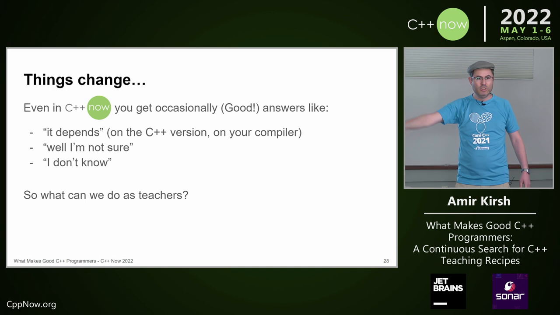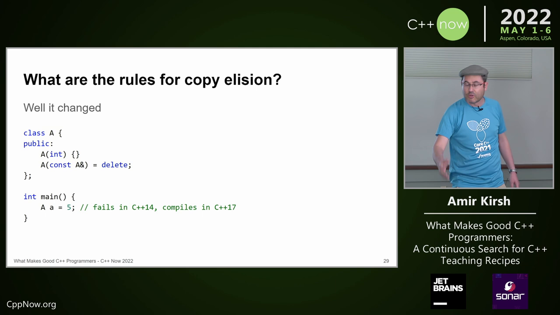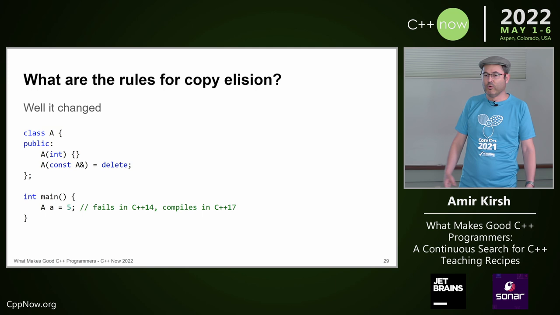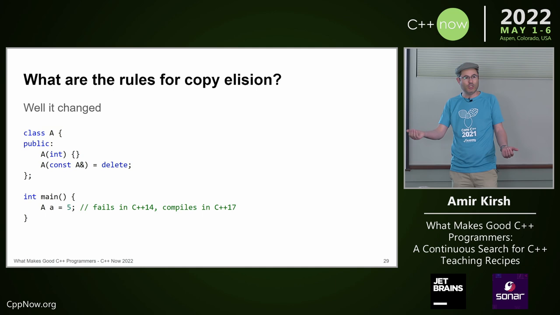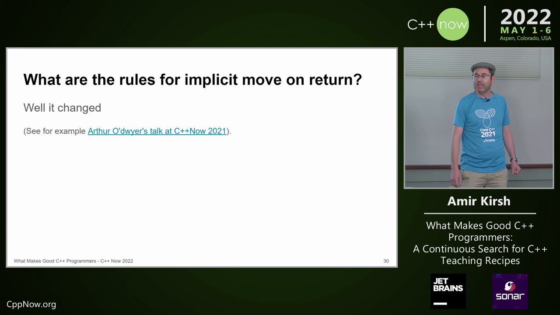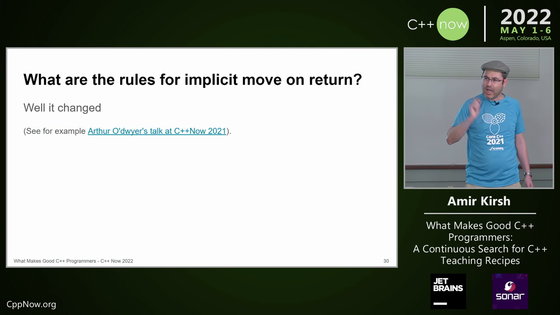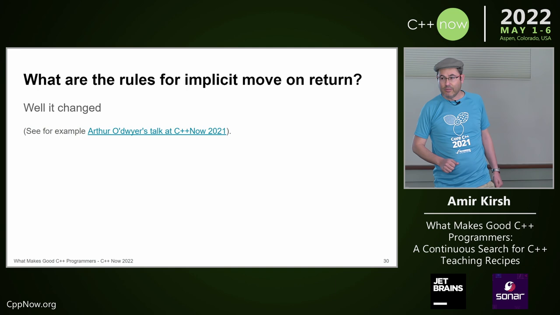Examples of things that changed: for example, copy elision, C++ 14, C++ 17. I have an example in my material, but it behaves differently in C++ 14 and 17, so I either have to change it or to add a comment. It adds time in class to explain more things. Rules of implicit move changed over the years. There is a good talk by Arthur O'Dwyer from previous C++ Now. You have to get that if you didn't, on implicit move rules. And things changed there.